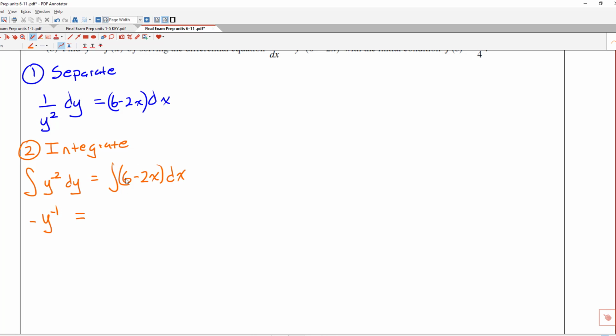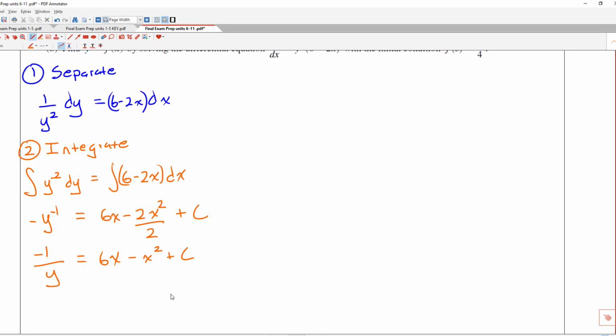And that's equal to, okay, antiderivative of 6 is 6x, antiderivative of -2x is -2x squared divided by 2. And we'll add our c there as well. And I can simplify this a little bit because I don't like negative powers when I have to plug things in later. So I'm going to say that this is -1 over y instead of -y to the -1. And I'll just go ahead and simplify this right-hand side just a little bit. So this is 6x minus x squared plus c.